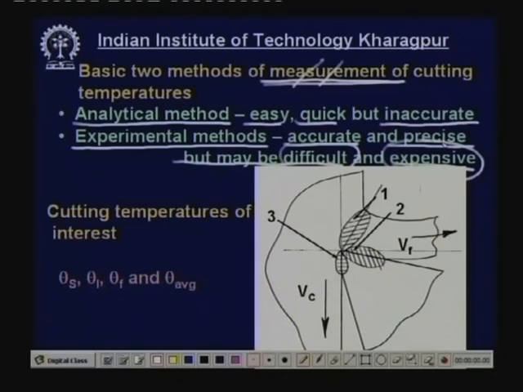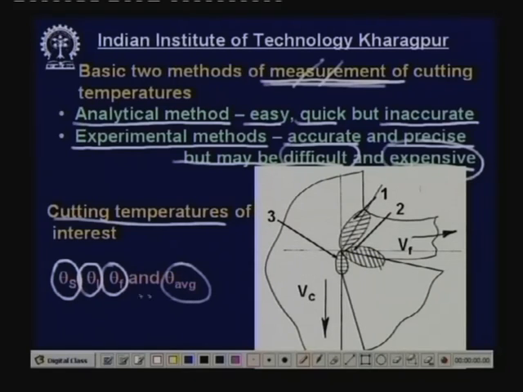Now, when we talk about measurement or determination of cutting temperature, which temperature are we interested in? These are the average shear zone temperature. This is the shear zone temperature. In the shear zone, what is the average temperature in this region? That is theta s. Then this is another major heat source, where at the chip tool interface there will be heat generation, and the average of that is theta i. At the flank, at the principal flank, say theta f, and sometimes overall average temperature theta average. So, these are the temperatures which we are interested in for various purposes.